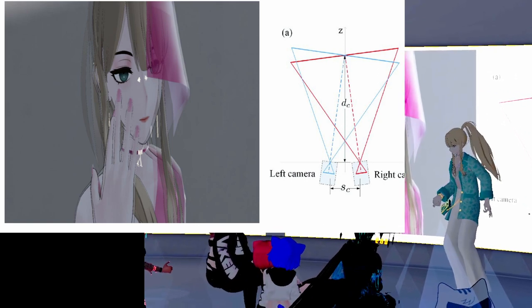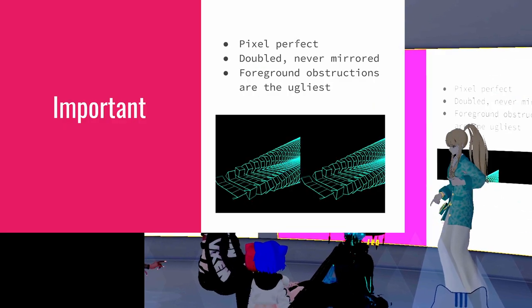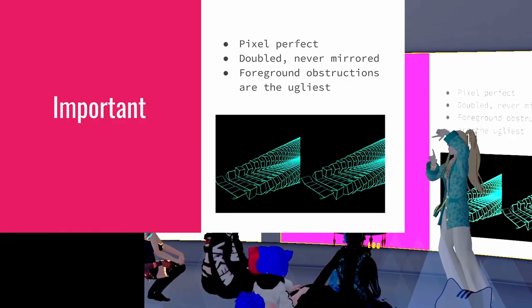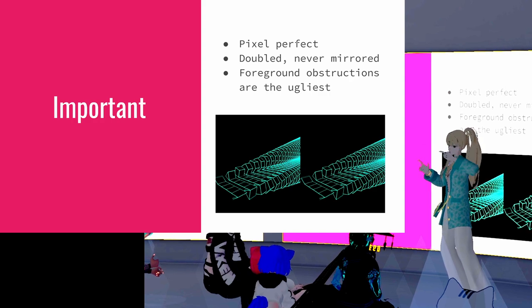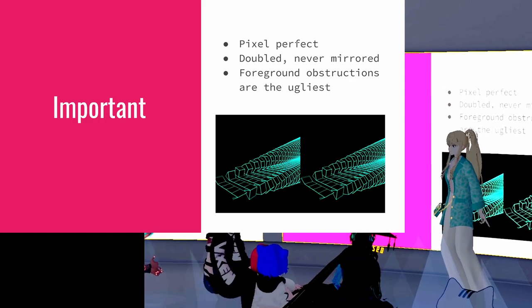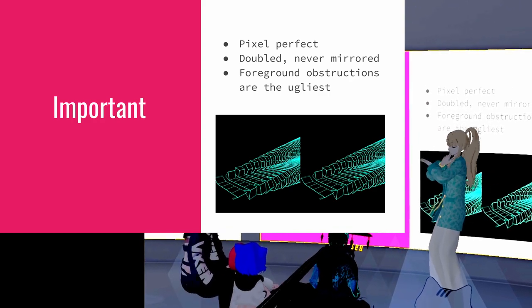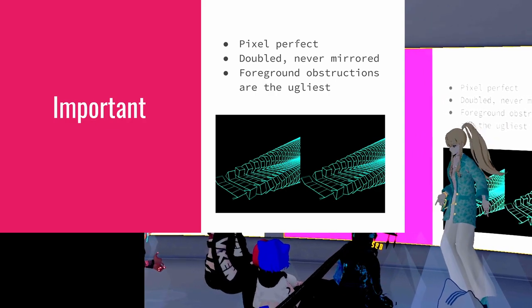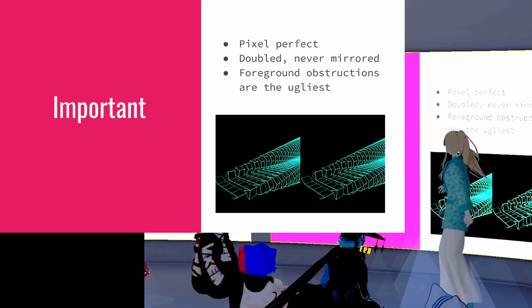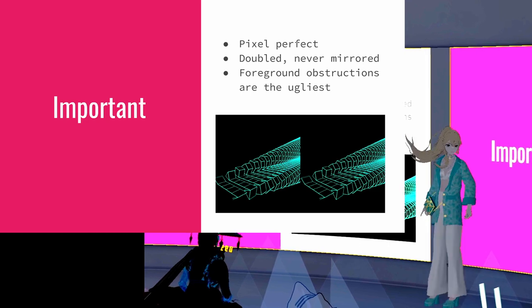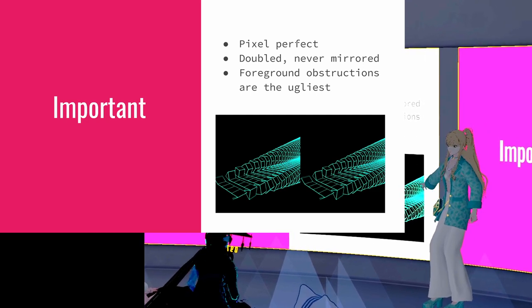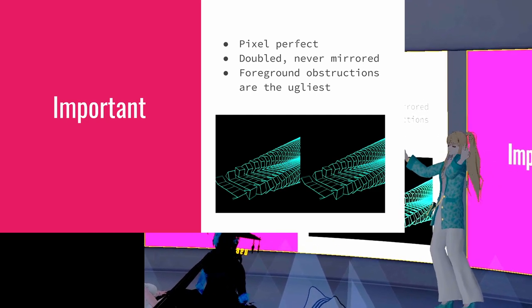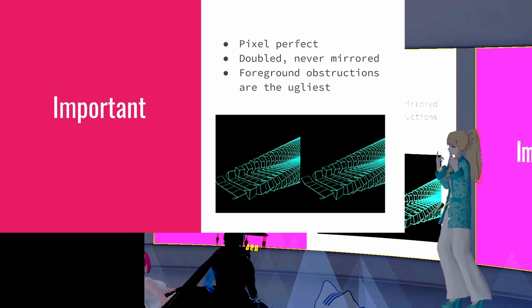So when we're making 3D images, it's important to be pixel perfect. Okay, so we got exactly half the screen taken up by both. There can't be any overlap in the middle. It's really important that there's no overlap whatsoever. Doubled, never mirrored. So you can see here with these examples, right? You can see how they're not mirrored across. And you really have to think about that.